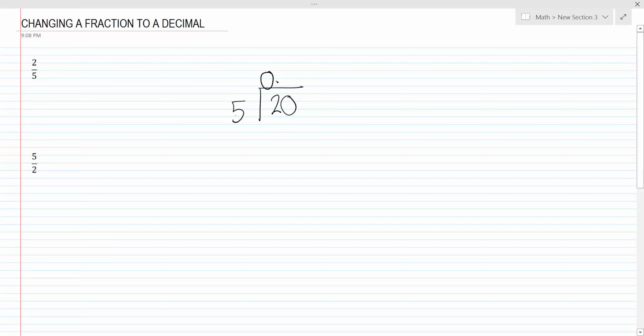Now, what is 20 divided by 5? It's 4. And okay, what is 4 times 5? 4 times 5 is 20. And 20 minus 20 is 0. And once we get to 0, it means that we're done. That means that 2 over 5 is equal to 0.4.